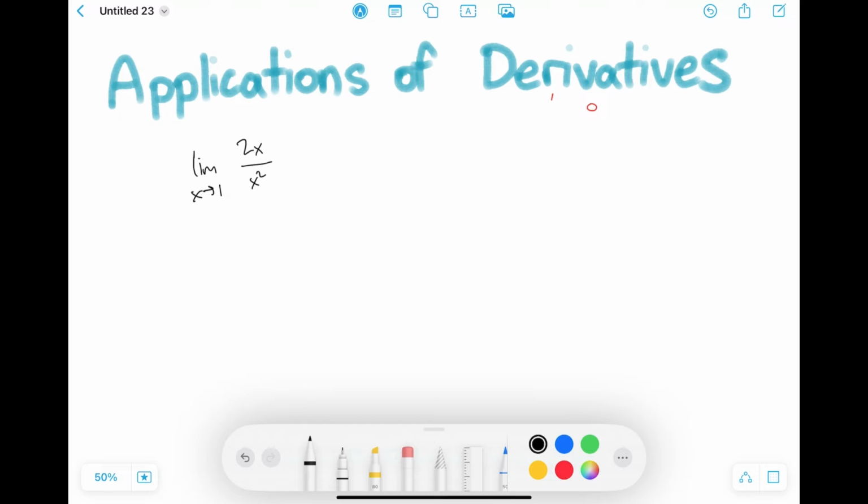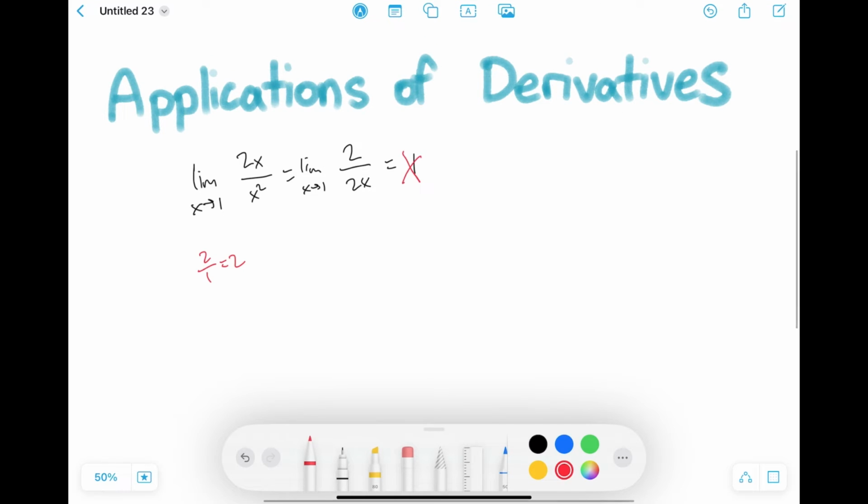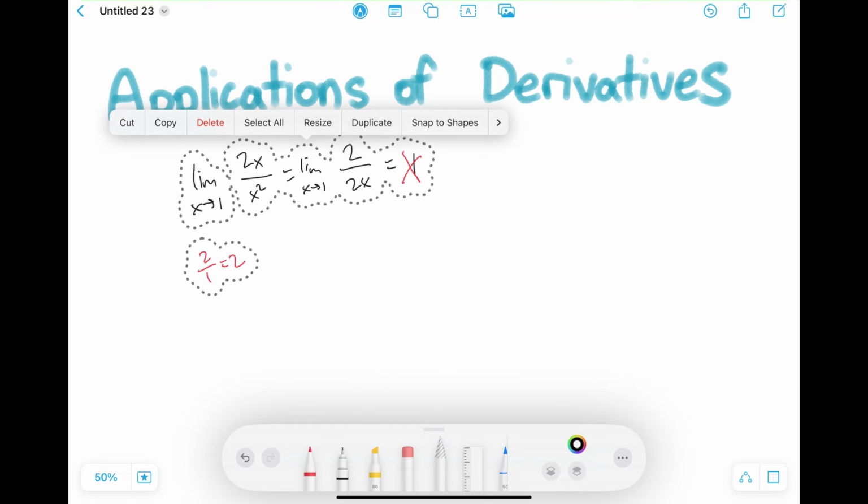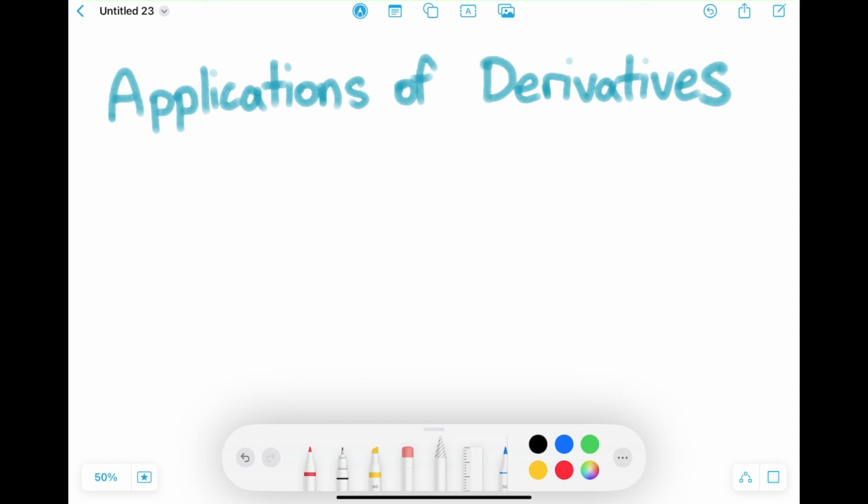You notice that we can plug this in normally, and we would end up getting 2 over 1, which is 2, right? In this case, if we accidentally do differentiate, we'd say the limit as x approaches 1 of 2 over 2x, and when we plug in x equals 1, we end up getting 1. And that, as we just realized, is wrong. So it's very important to recognize that intermediate form first, and then use L'Hopital's rule.